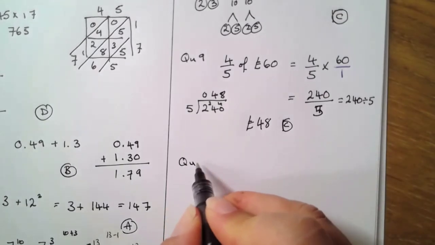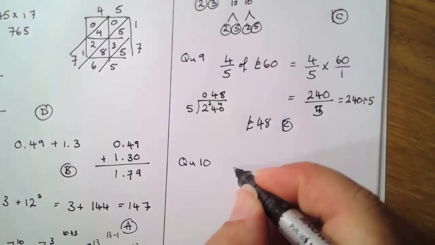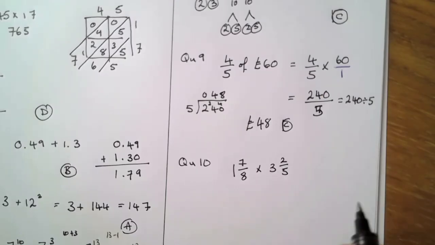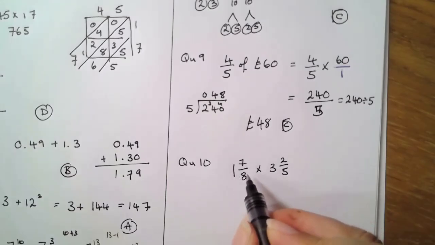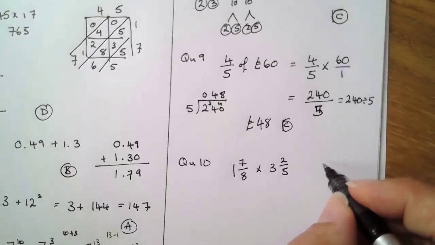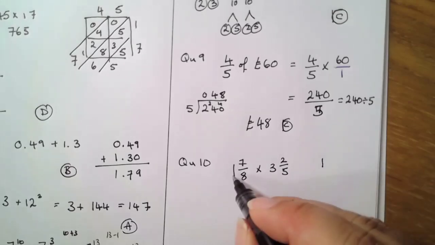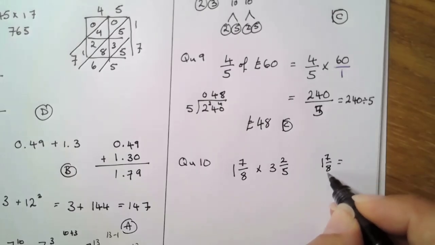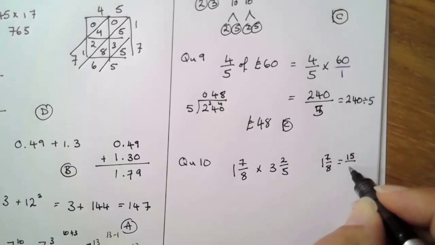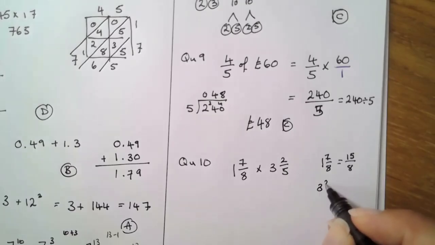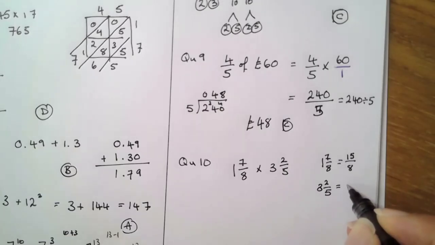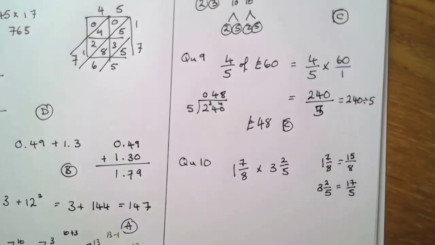Okay, question 10. Oh, big one, this one. Looks very simple. Right, first thing we need to do, we see mixed numbers. The first thing we have to do is turn those mixed numbers into improper fractions. I'm going to do that over here. 1 and 7/8 is the same as 8 times 1 plus 7, which is 15, over 8. 3 and 2/5, 5 times 3 is 15, 16, 17 is 17 over 5.